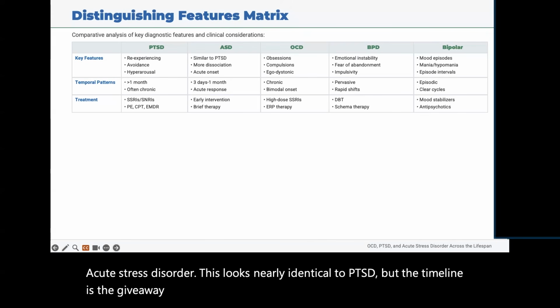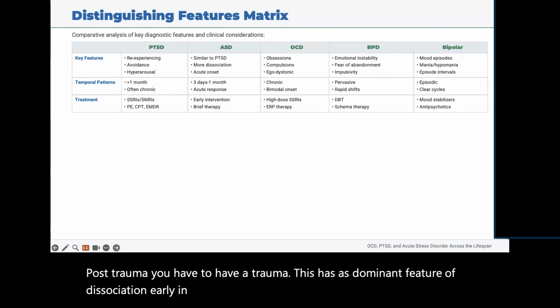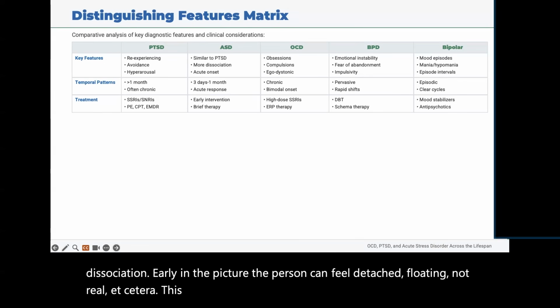Acute stress disorder looks nearly identical to PTSD, but the timeline is the giveaway. 3 days to 1 month post-trauma. You have to have a trauma. This has a dominant feature of dissociation early in the picture. The person can feel detached, floating, not real, etc. This is the nervous system in emergency mode, acute mode.